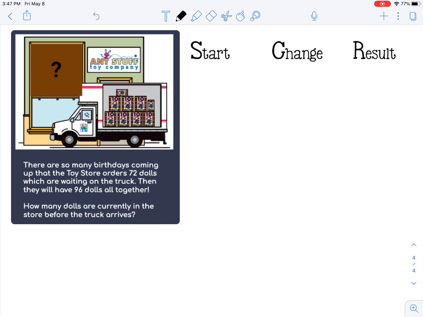And then remember, we're always needing to leave a spot to put a plus sign or a minus sign. And then what it equals and the result. So let's read through it.